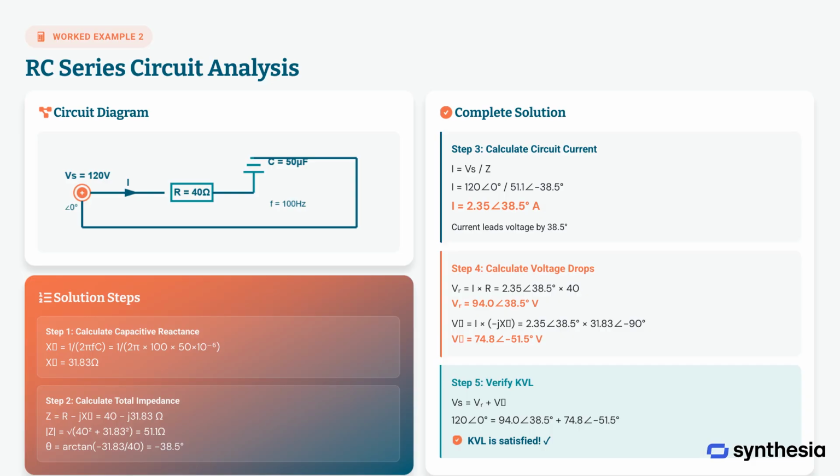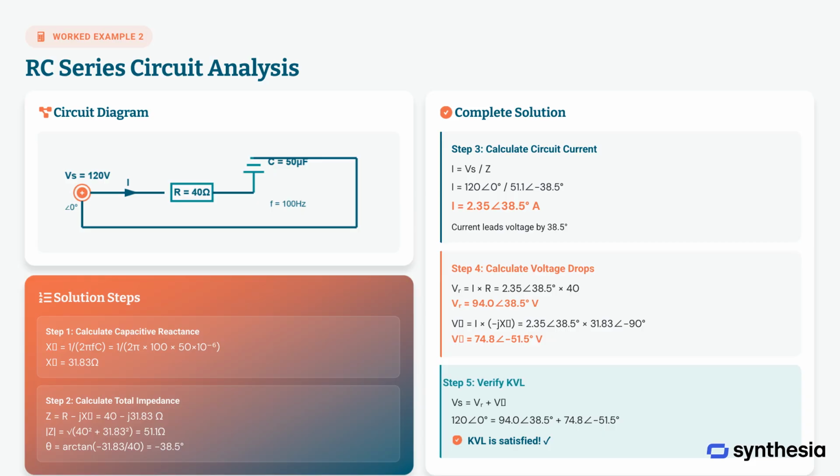In this second example, we analyze an RC circuit. First, we calculate the capacitive reactance using XC equals 1 over 2πfC. Then we determine the total impedance of the circuit. After that, we calculate the current and the voltage drops across the resistor and capacitor.